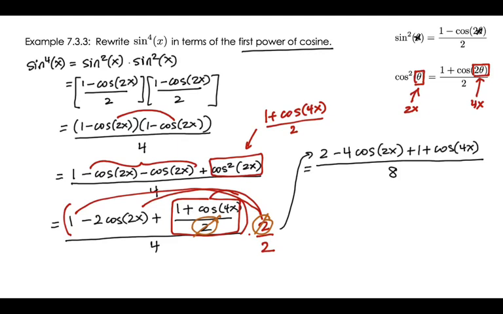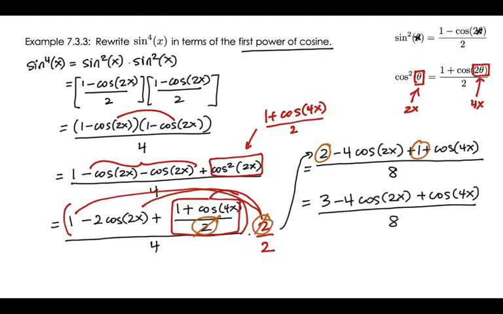All right, and we are almost done. The only thing that I have left to do is combine this 2 and the 1 into a 3. That's all we have left to do. So I'm going to make that a 3 minus 4 cosine 2x plus cosine 4x over 8. Okay, and that is written in terms of the first power of cosine.